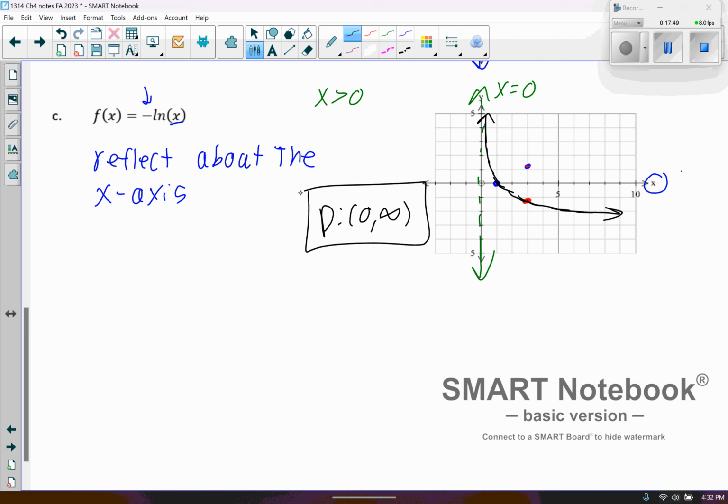So the next section, 4.4, we're going to look at more of an application of using logarithm functions. And so I think y'all will like that.